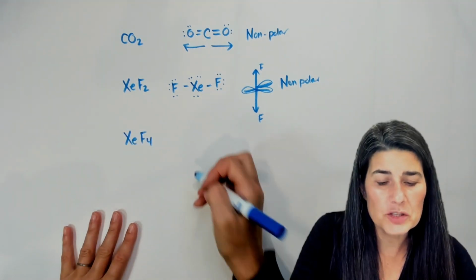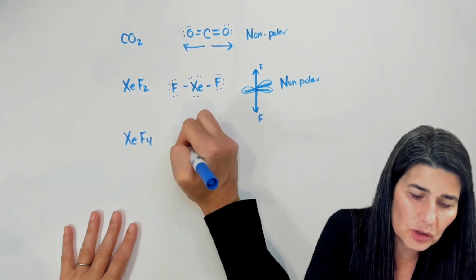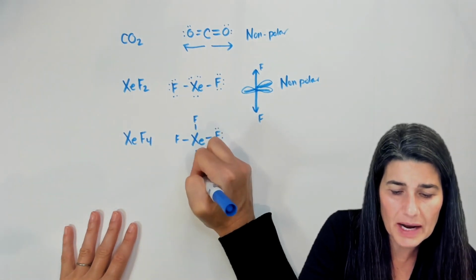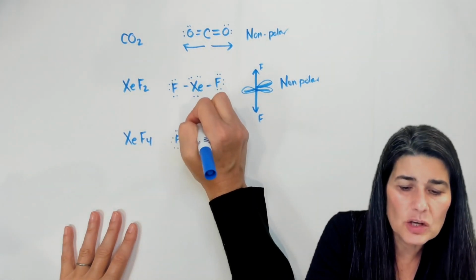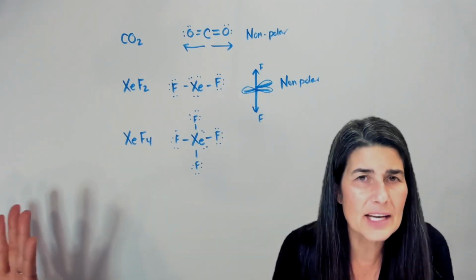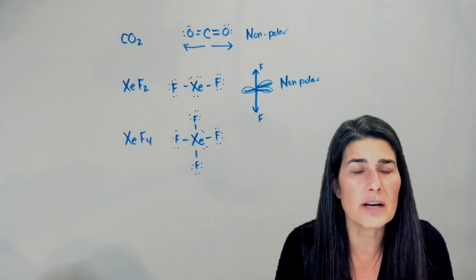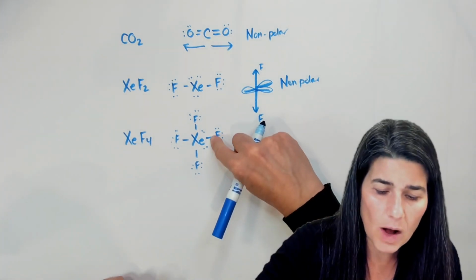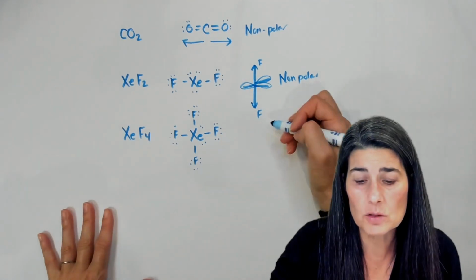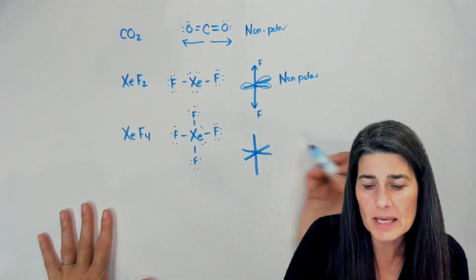XeF4? If we draw xenon tetrafluoride, you're going to have xenon with 1, 2, 3, 4 fluorines attached to it with their lone pairs. And then you will still have 1, 2 lone pairs on xenon. Now, the way I drew it, it's hard to see the symmetry. So let's go ahead and draw the actual picture of this 3-dimensionally. We have 1, 2, 3, 4, 5, 6 domains. For 6 domains, we're going to sketch 1 up, 1 down, 4 in a ring around the middle.